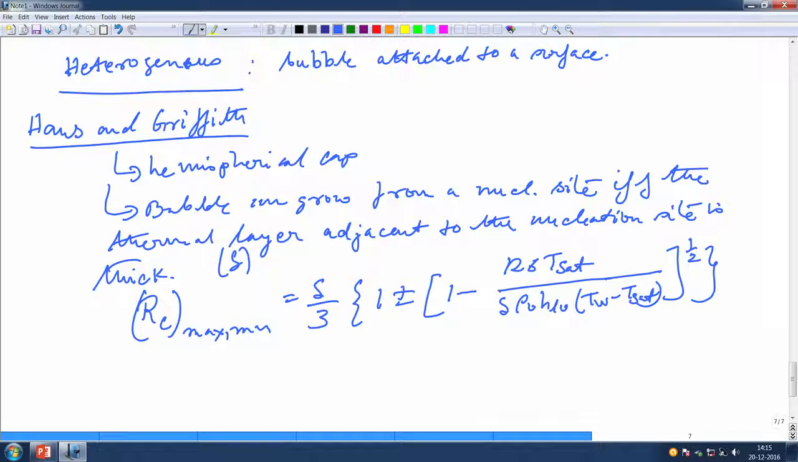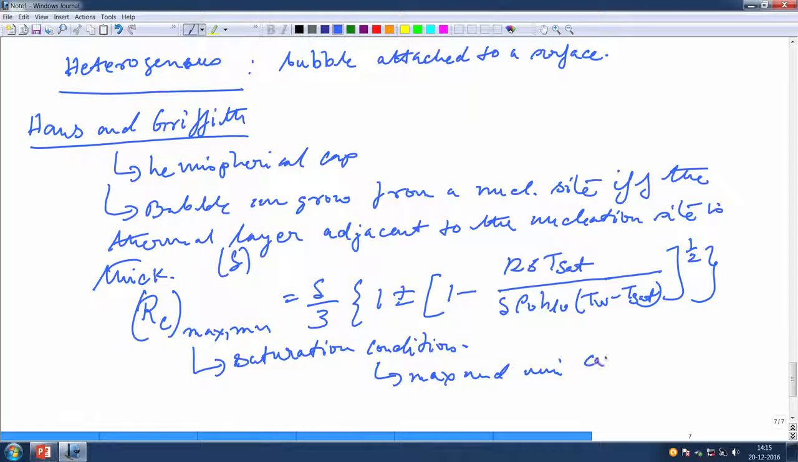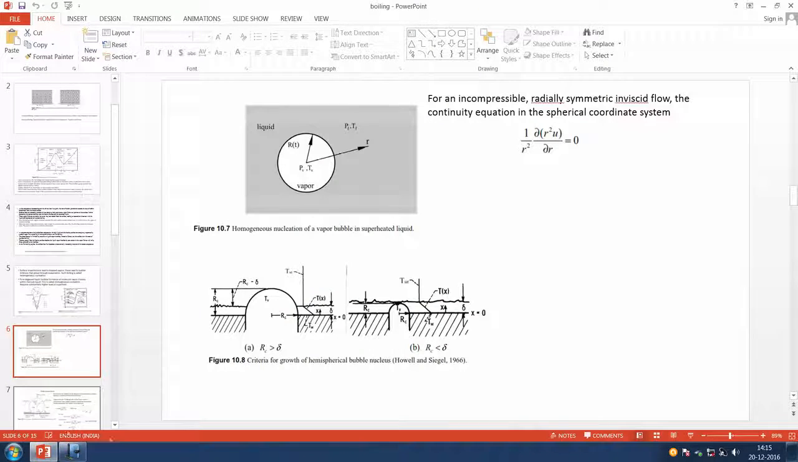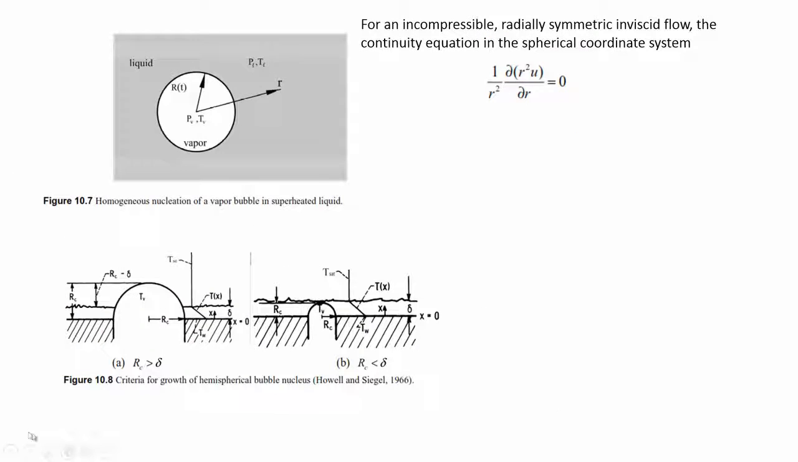Okay. So, this is for saturation conditions. For saturation conditions, remember we had saturated boiling and things like that. That will give what will be the sizes that will be active, the maximum and minimum cavity sizes that will be active. Okay. So, now if we look at this particular presentation, we will get an idea of what we are talking about.